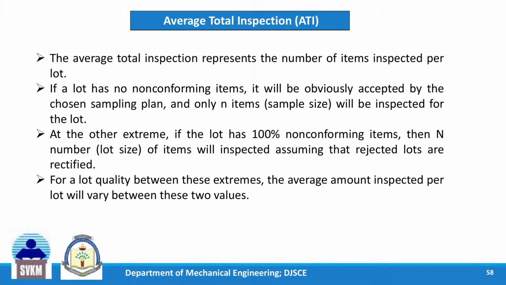Now we'll see one more term, average total inspection. This is also important. Average total inspection represents the number of items inspected per lot. How many products or items are inspected per lot, that is called as the total inspection, average total inspection. If the lot has no non-conforming items, it will be obviously accepted by the chosen sampling plan, and only n items, that is sample size, will be inspected for the lot.